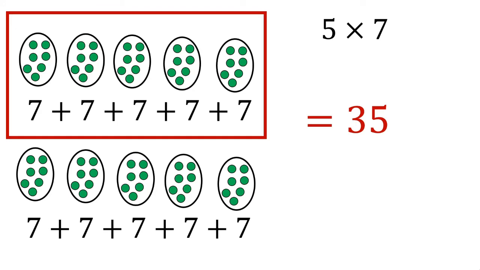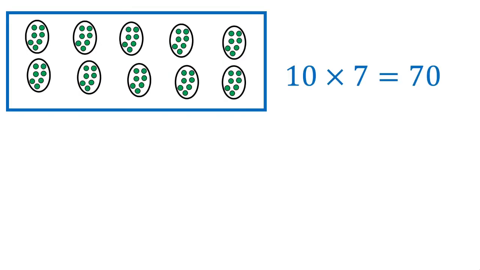Now, this is true for any number, not just 7, but if we know what 10 lots of something is, 5 lots of that thing must be half as much. There's something else that we could use 10 times 7 for as a basic fact to find other things. Let's consider again the 10 times 7. There is 10 times 7 is 70.